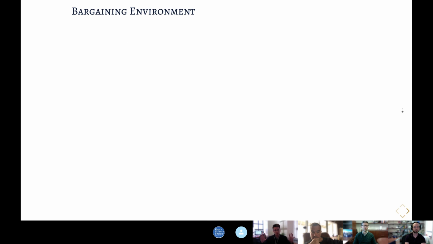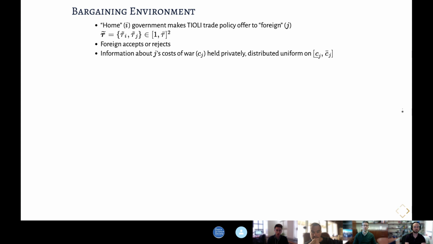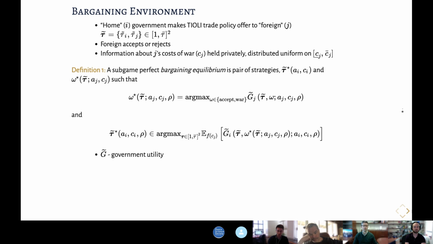So to fix ideas before we go into the political economy, the bargaining environment is quite standard. We were just adapting it to this trade policy world. An offer in this world is going to be a pair of tariffs, one for me, country I, and one for the foreign country J. Home's going to make a take it or leave it offer, but they're not going to be sure about the value of foreign's cost of war, which is going to be held privately. So this is going to generate the specter of war under some parameter specifications.